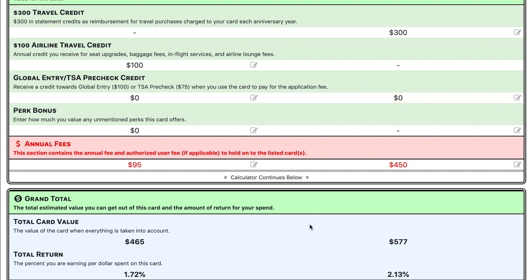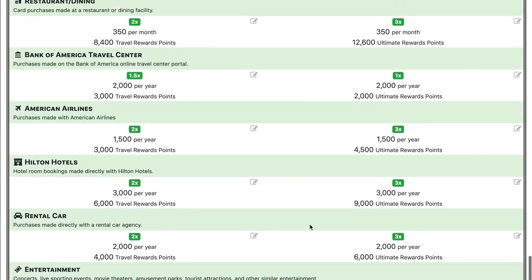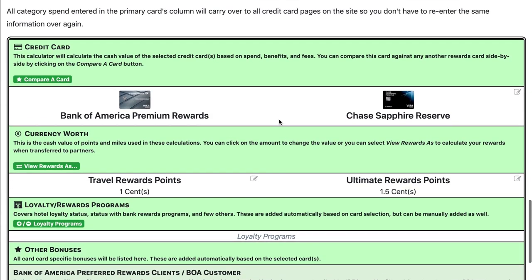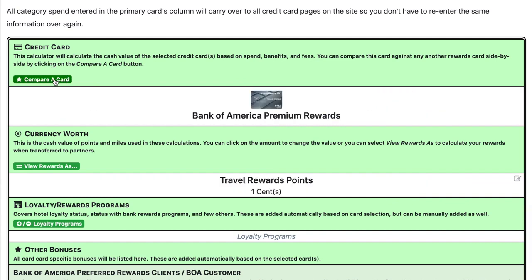So that's another reason when it comes to annual fees, you got to kind of calculate it and make sure, see if it's worth it, because just because it has a 450 annual fee doesn't mean there isn't value in the card. But that is pretty much it as far as the Bank of America Premium Rewards card.